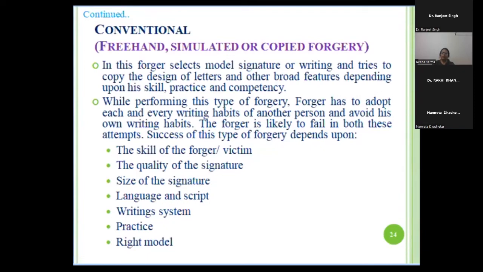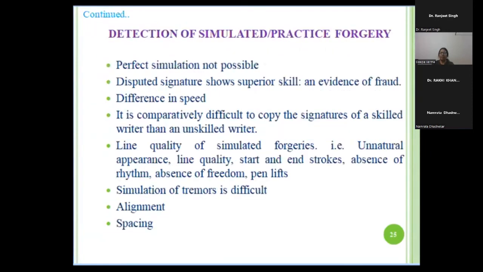because if a person tries to avoid his or her own writing habits, which are a subconscious part of his adopted practice, and tries to adopt another person's writing habits, then it cannot be produced as perfectly as expected, and this creates suspicion that it is a forged one. So skill of forger, quality of signature, quantity or length of the signature, language, script, writing system, practice, and write model are the basic reasons on which the perfection or closeness to genuineness depends. These are also the same features on which an expert can identify whether it is a forged one or a genuine one.